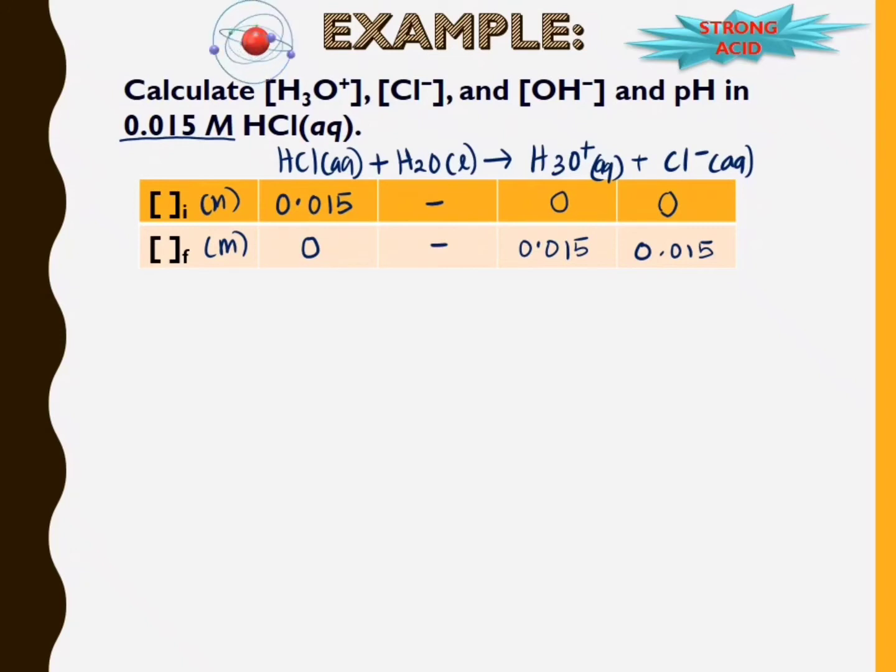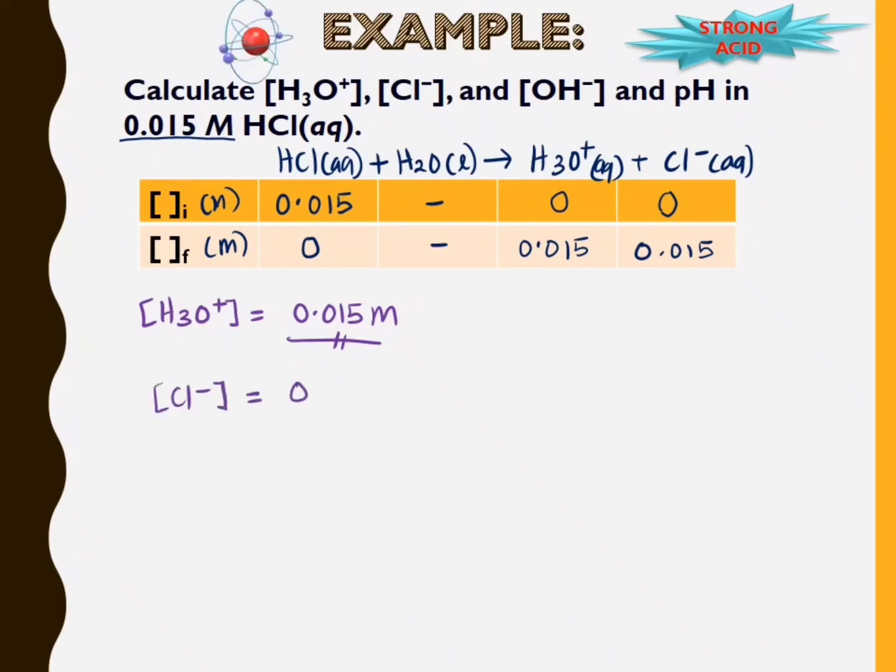Okay, so next kita nak kira concentration H3O+. Perlu kira ke? Dah dapat dah dalam table. Okay, so boleh terus ambil H3O plus equal to 0.015 molar. Unit jangan lupa. Ramai yang suka tertinggal unit. Cl minus concentration also kita dah dapat juga 0.015 molar.